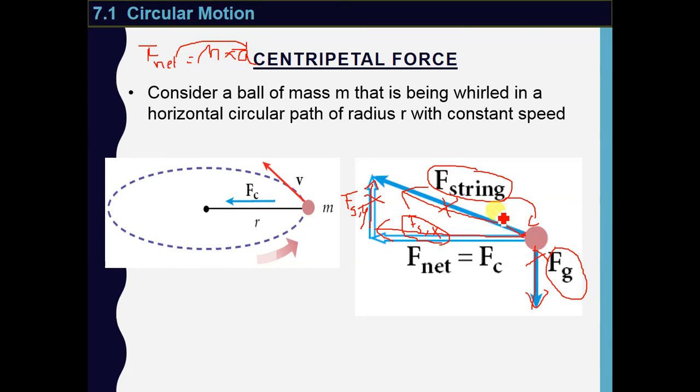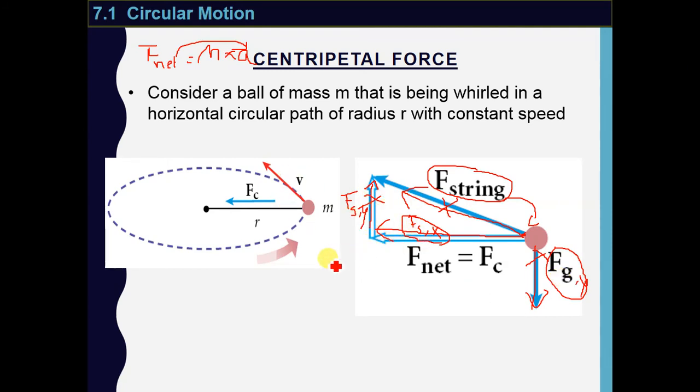F string, I need a proper direction for it, so I divide it into two components, one along X and one along Y. So I have now F string X and F string Y, and FG is along Y, so no need to do anything with it. So we can see that these two forces are opposite and equal, so they cancel each other.